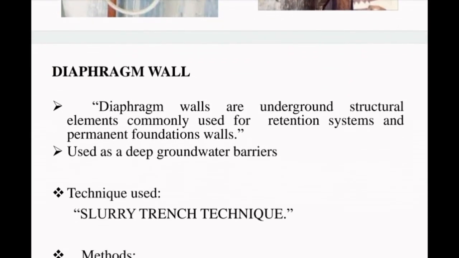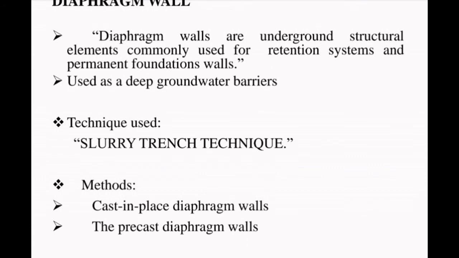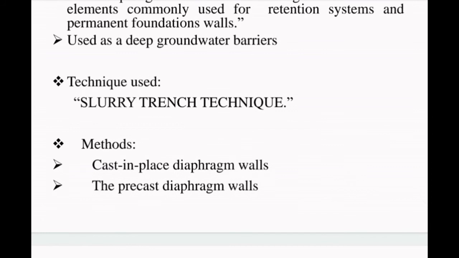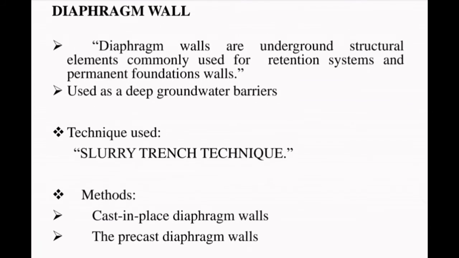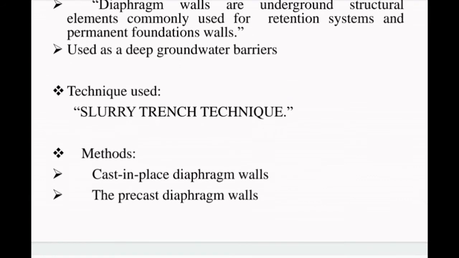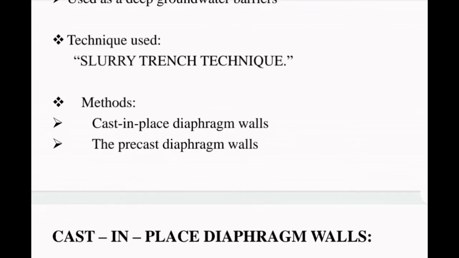And next we are going to see about the diaphragm wall. It's a wall, an underground structural element, commonly used for retaining systems and permanent foundation walls. And these diaphragm walls are mostly used as a deep groundwater barrier. And the technique used for the diaphragm walls is the slurry trench technique. And there are two methods that are adopted, that is a cast in place diaphragm wall, and another one is precast diaphragm wall.